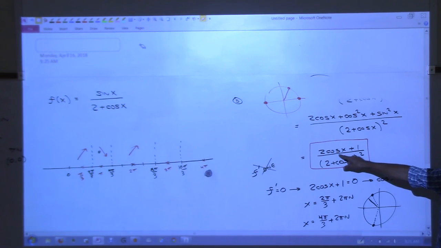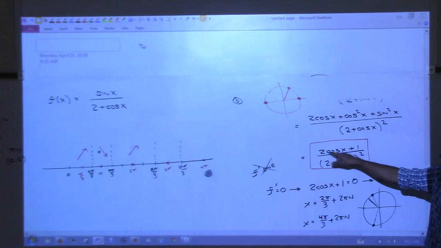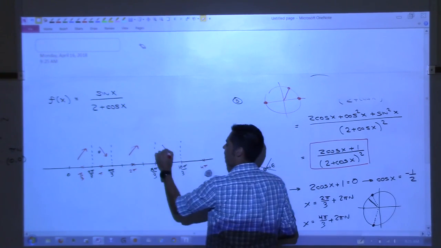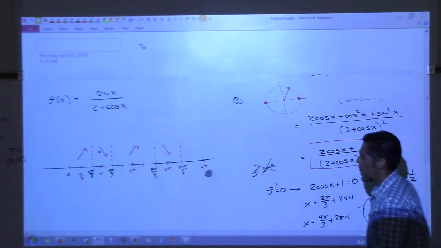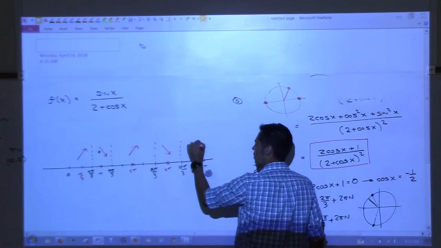Plug in 3 pi, right? So 3 pi here is this, right? So we're -1. So multiply it, you get negative. So it goes down. And then finally, 4 pi is the same as 2 pi. So you get the same thing, so it goes up.